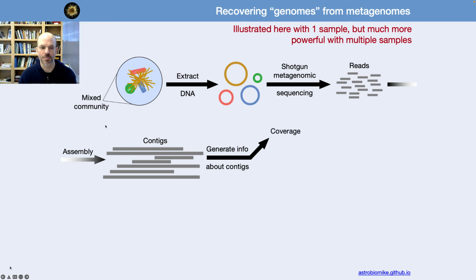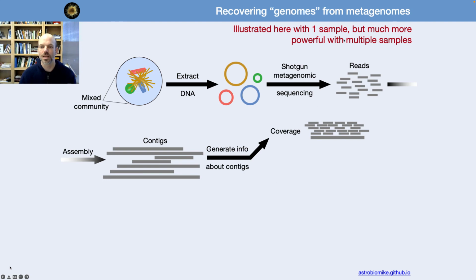So within assembly, we can turn these individual reads into contigs. I talked about that already. And then we can generate information about these contigs, including the coverage. Coverage is the technical term for abundance, because the way that you calculate abundance is by lining up the reads along the assembly and counting how many reads cover each position of the contig. So that is the coverage of the reads against the contig. That's how you get information.